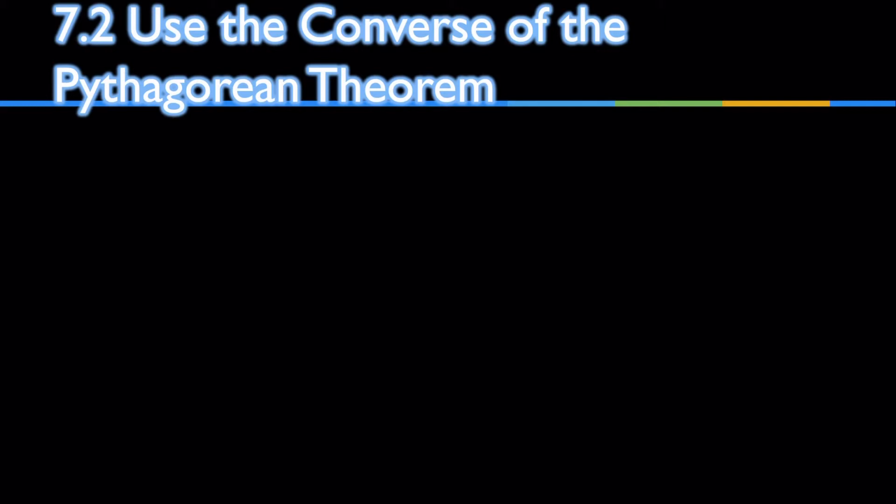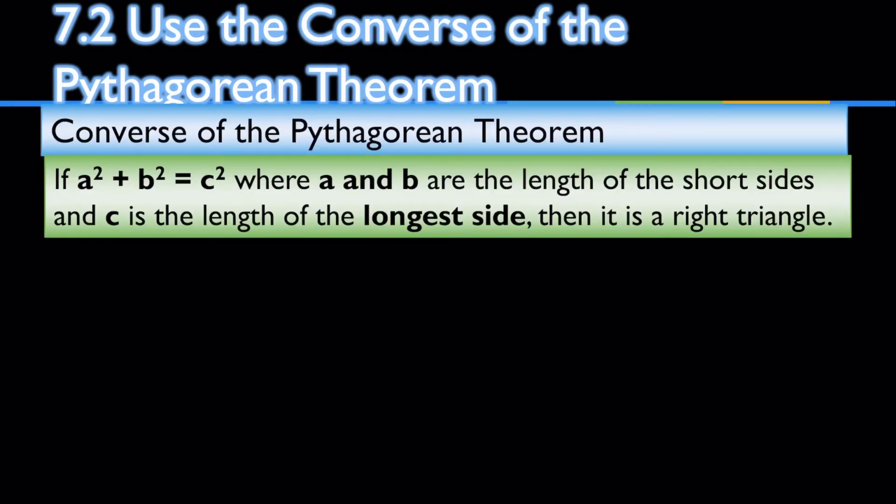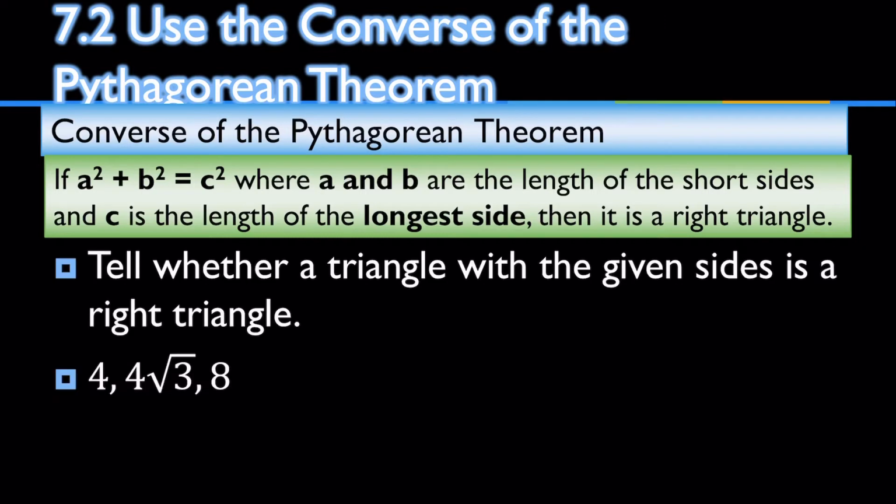Well, the converse switches it around. The Pythagorean theorem was: if you have a right triangle, then a squared plus b squared equals c squared. So the converse is: if a squared plus b squared equals c squared, where c is the longest side, then you have a right triangle. So we could use that to determine whether a triangle is a right triangle given the lengths of the sides.